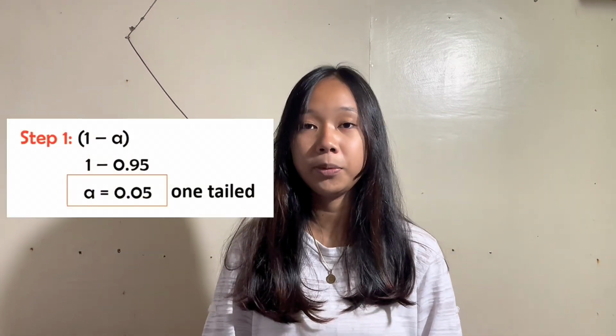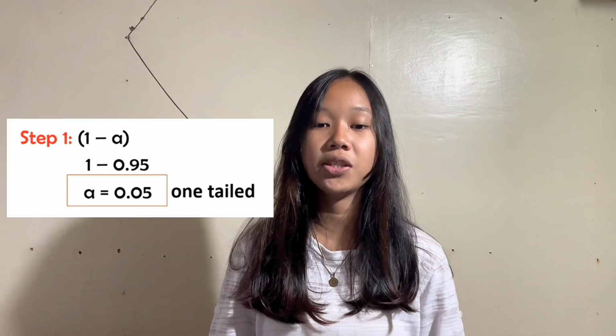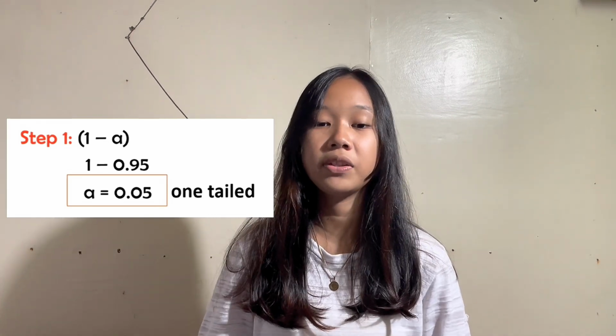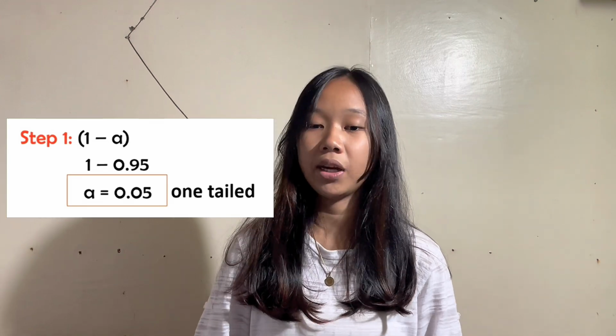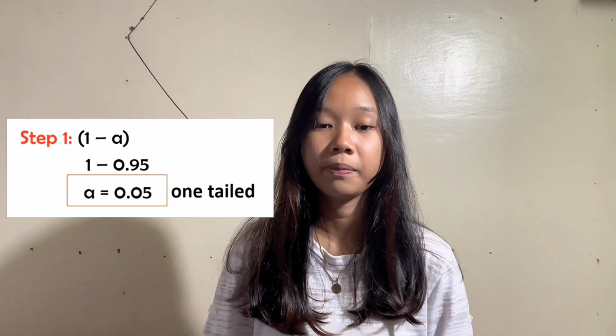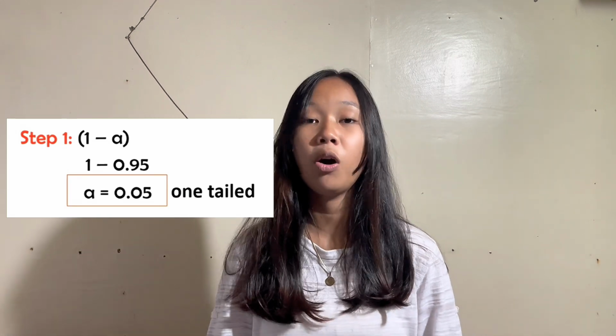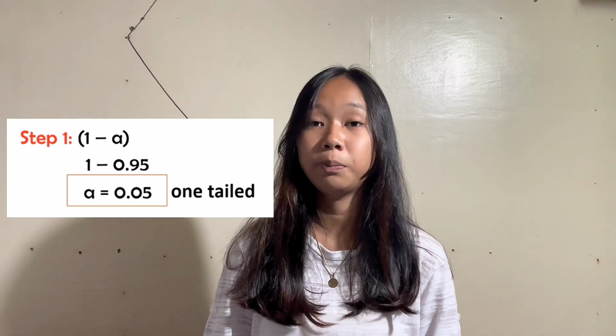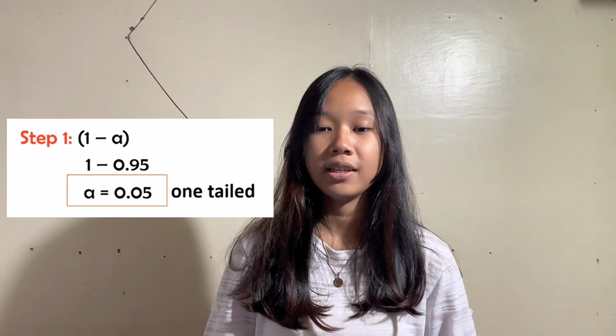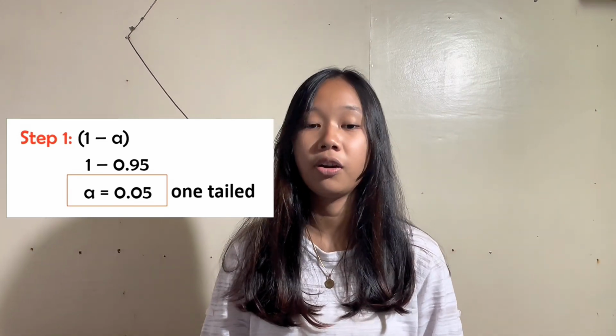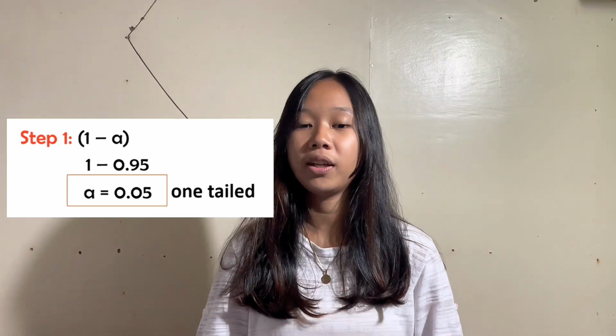In our third formula, the first step is to get the alpha. To get the alpha, the confidence level of 95% will be subtracted from 1. But you have to change first the 95% into a decimal, so it's 0.95. So we will have now 1 minus 0.95, and therefore our alpha is equal to 0.05. So that is for one tail.